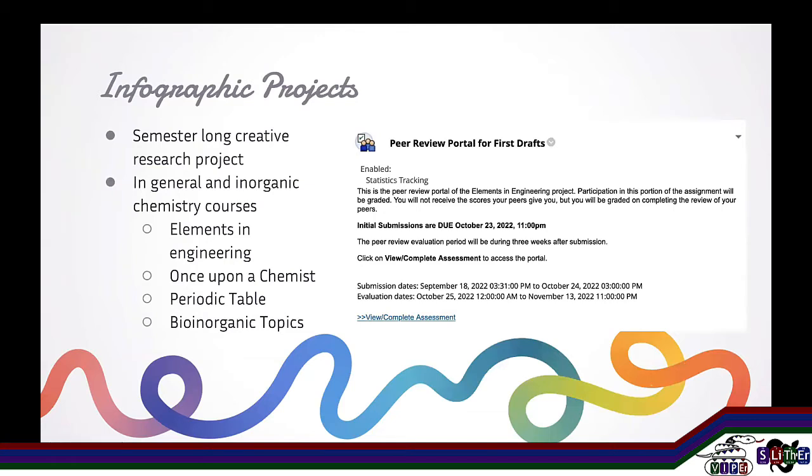The second example I'm going to share with you all is about the infographic projects that I incorporate into my undergraduate classes here at Mason. These are semester-long creative research projects that I incorporate into both my general and inorganic chemistry courses. And there have been different topics that I've used depending upon the course or what I'm interested in.